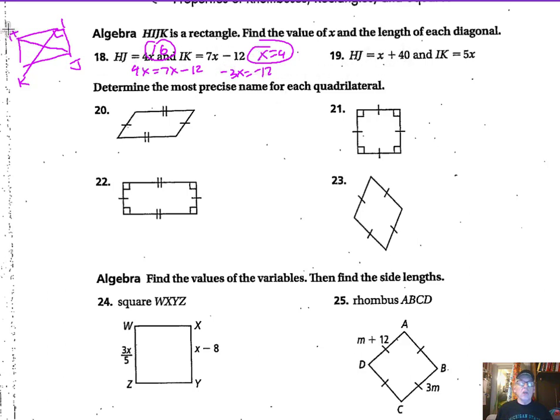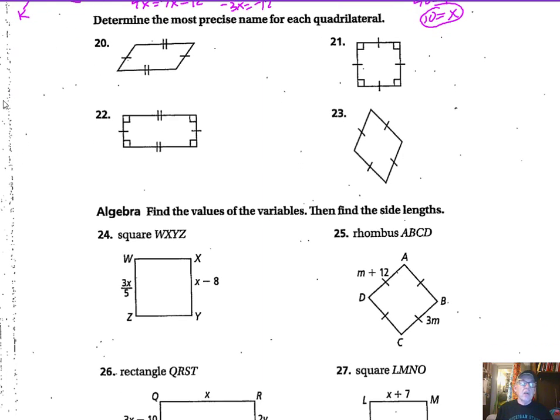Over here, HJ again, and IK, same thing. These two diagonals are congruent to each other. So X plus 40 equals 5X. Take X away from both sides. 40 equals 4X. Divide by 4, X is equal to 10. Now if X is equal to 10, the length of the diagonal is going to be 10 plus 40, which is 50. So we have 50 for the length of the diagonal, and 10 is equal to X.